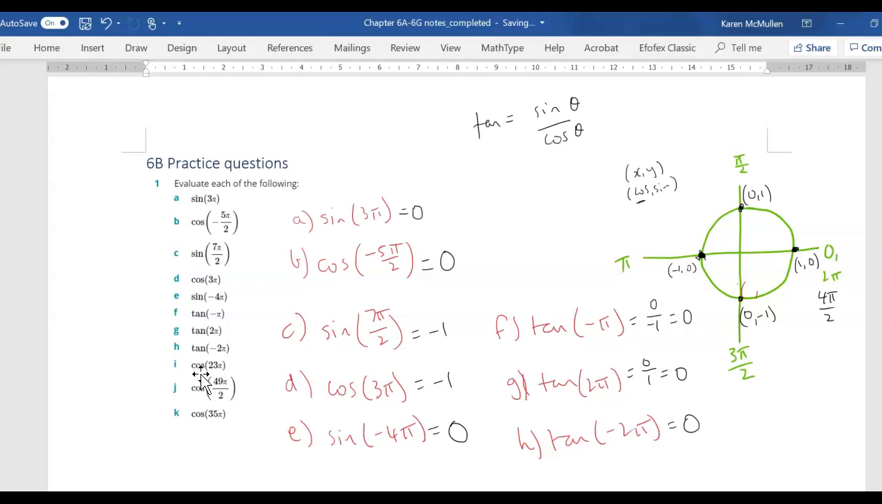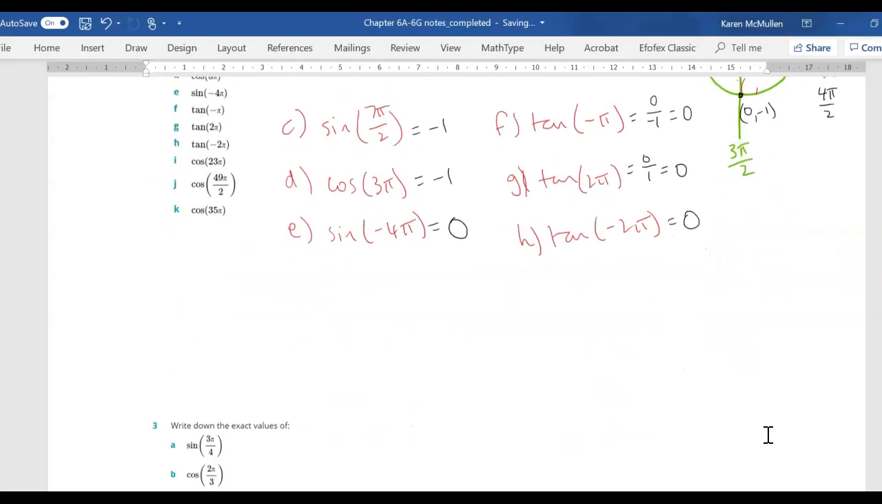If you wanted to keep going for i, j, and k, just work out where you are on the unit circle. Looking at i first, 23 pi, because 23 is odd, you are going to be here. Whereas if you were even, you would be on the other side. Cos 49 pi on 2, you're going to be up here at pi on 2, and then cos 35 pi, you're going to be back here at pi. You don't have to go around the circle over and over again. You'll see a pattern and you'll be able to do i, j, and k.